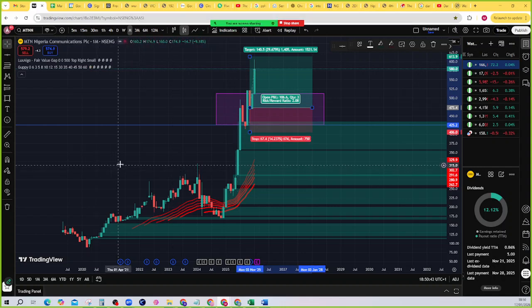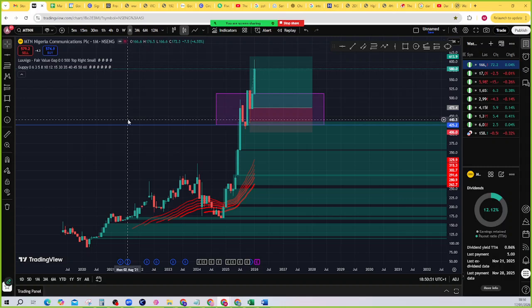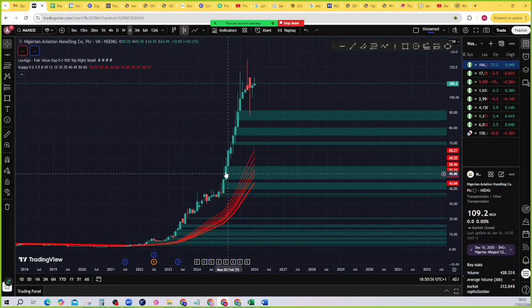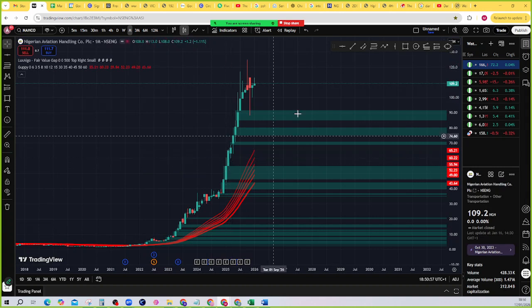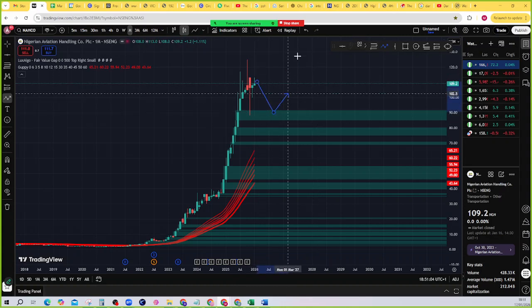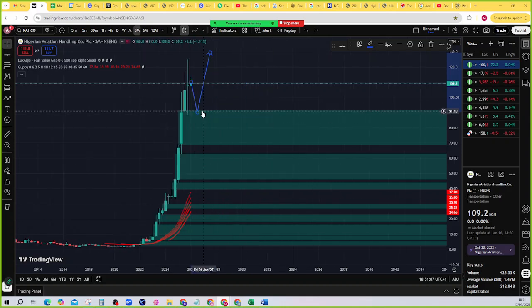Let's look at this stock. After MTN, I have NACO here. Okay, for NACO, did I say you can buy? NACO should have been a very good entry around here. But as it is now, NACO is in the middle point. It's going up, but my problem is with the entry.